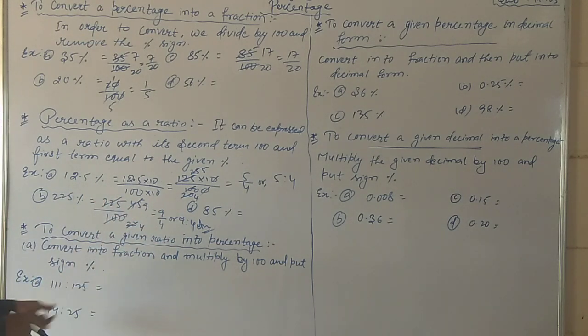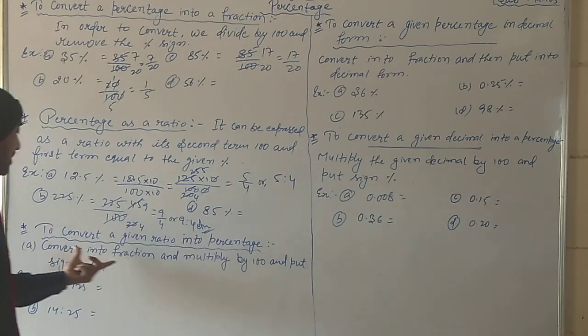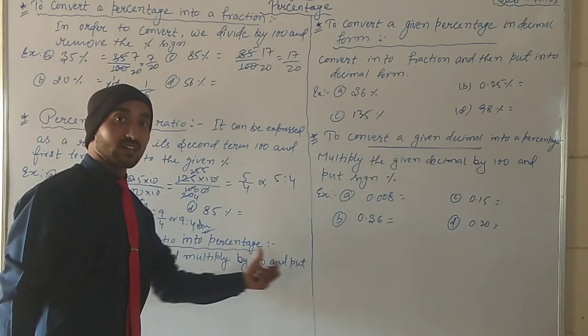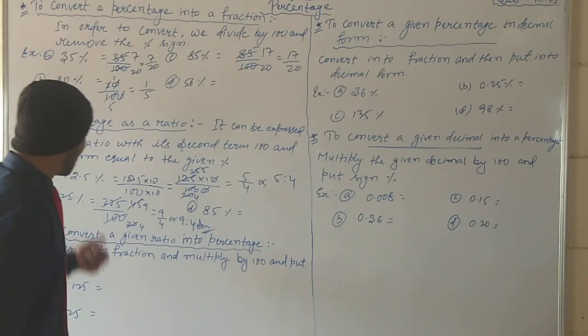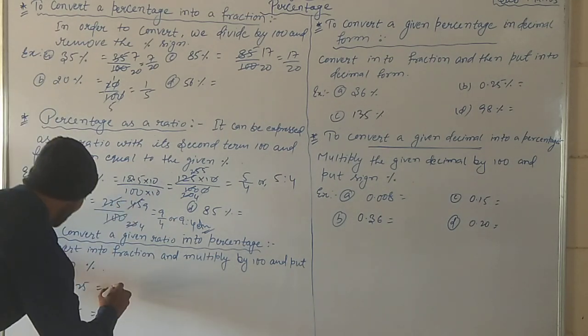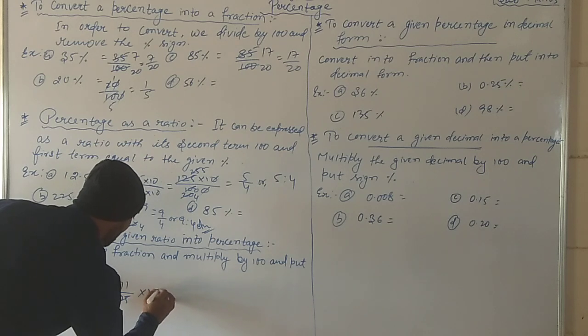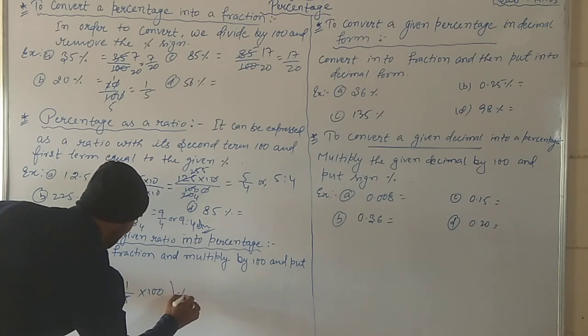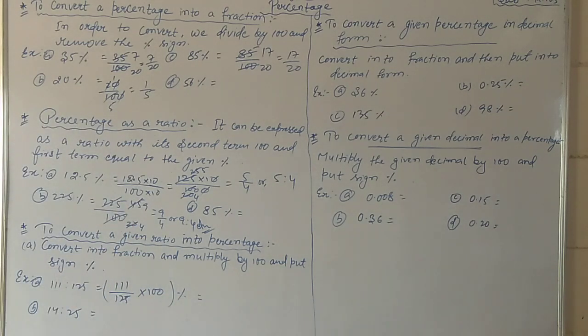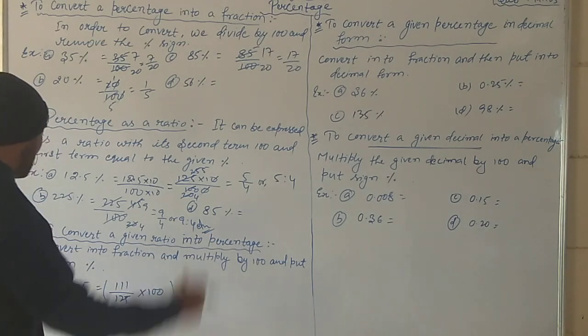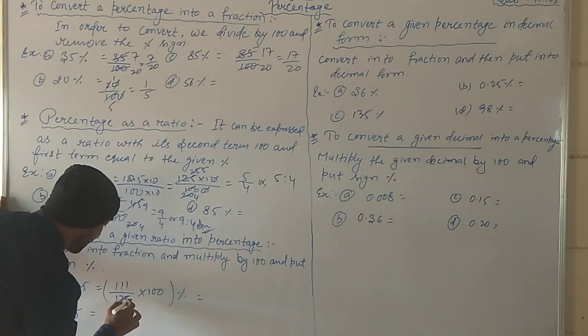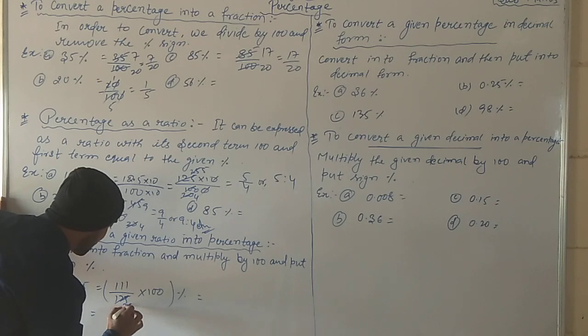Convert into a fraction and multiply by 100. Convert into the fraction and multiply by 100. Here we divided, here we will multiply. So 1 by 125 into 100, and it is a percentage sign. Multiply by 100. Simple. We can divide 5 into 10, and 5 into this one.